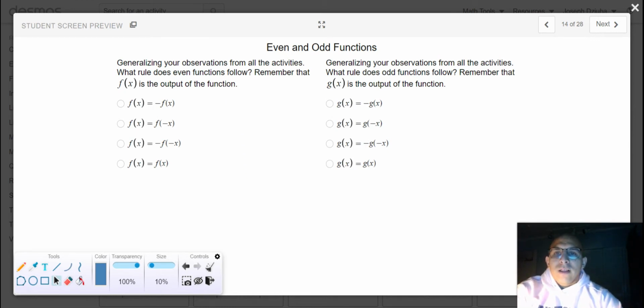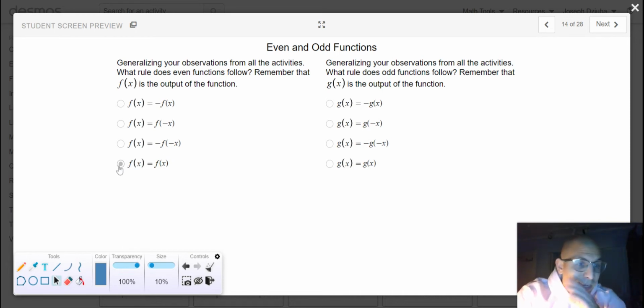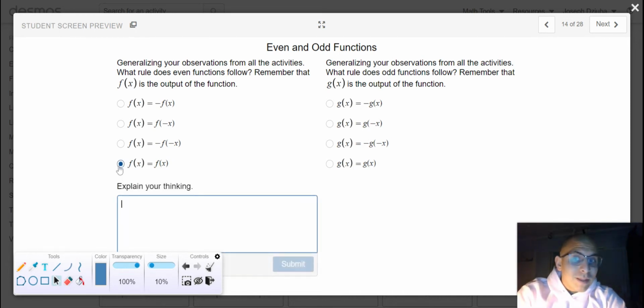Now, generalizing our observations from all the activities, what rule does an even function follow? Remember that f of x is the output of the function. So for an even function, is the output equivalent to the negative output? Is it equivalent to the negative input? Is it equivalent to both the negative output and the negative input? Or is it the same? Okay, it doesn't move. Probably this one. But regardless of the one you select, please explain your thinking.